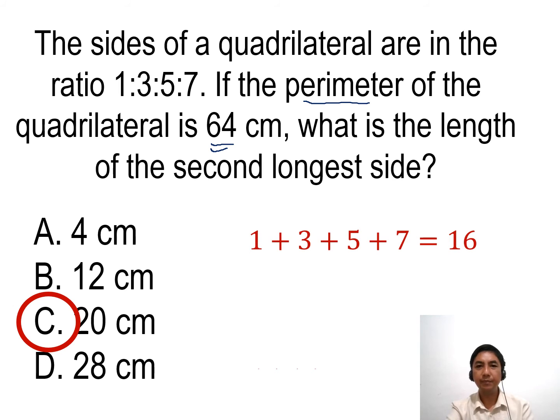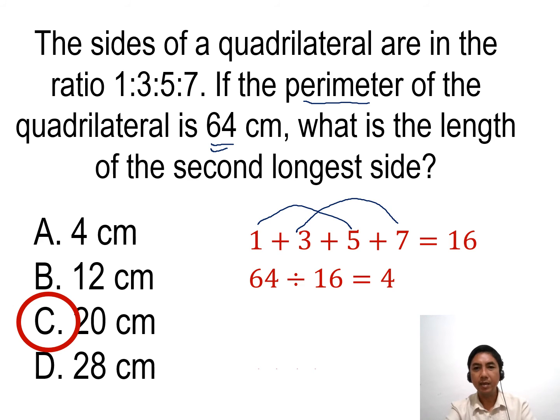Same process. Add mo lang yung ratio, 1 plus 3 plus 5 plus 7. 7 plus 3 is 10. 5 plus 1 is 6. So, you are given 16. Then, i-divide lang natin ang total or ang perimeter, which is 64, by 16. Galing dito yon. And it will give you 4.